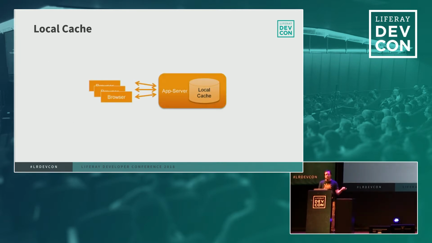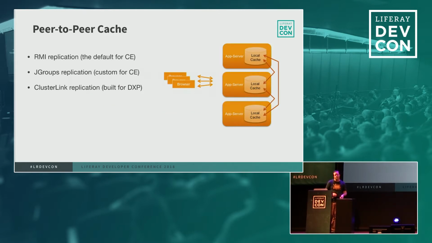I was going to go through the different options. First is the out-of-the-box local cache. So obviously it involves no replication.